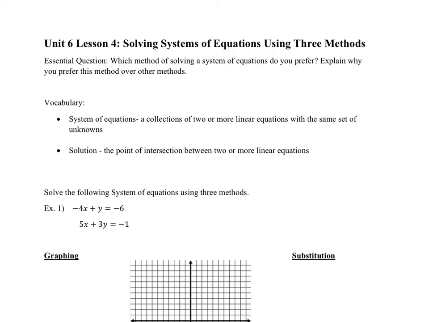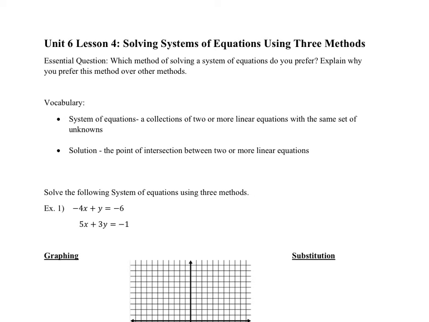And the two vocabulary words that you should be aware of: first, what a system of equations is. A system of equations is a collection of two or more linear equations with the same set of unknowns, meaning the same variables in both equations, okay? And the solution to a system of equations is just the point of intersection between two or more linear equations, okay? So we're only going to be dealing with linear systems of equations.